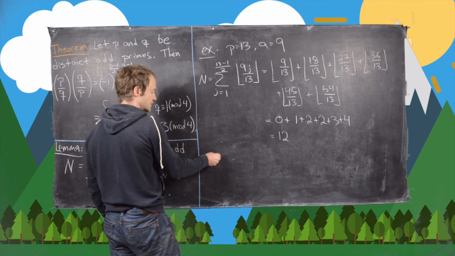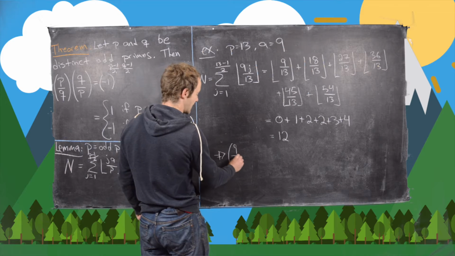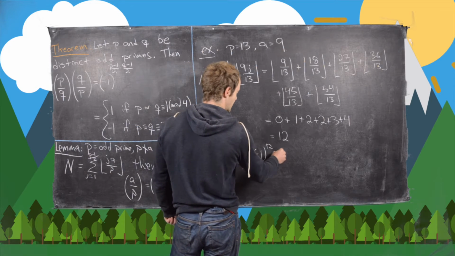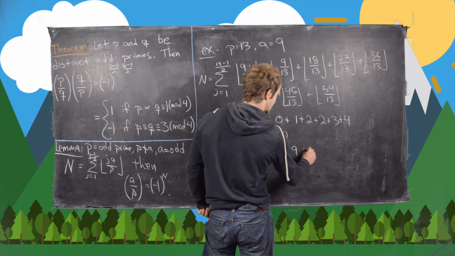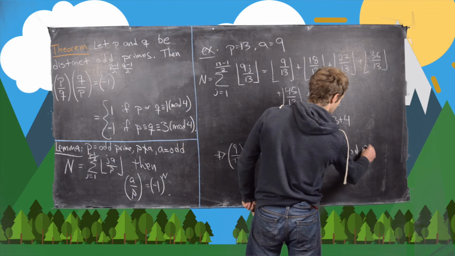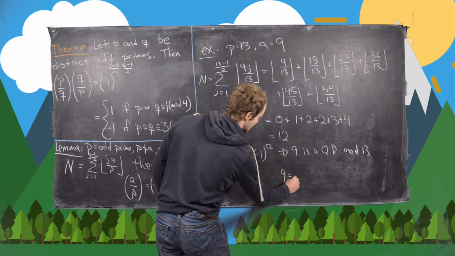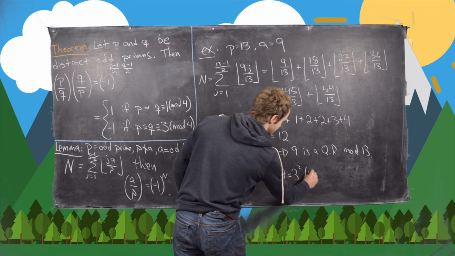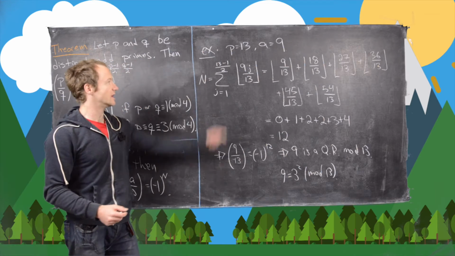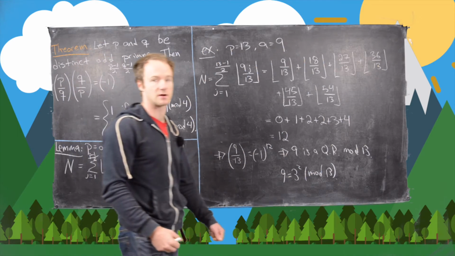And so that tells us that the Legendre symbol 9 by 13 is equal to -1 to the 12. In other words, 9 is a quadratic residue mod 13, but that's sort of obvious because 9 is equal to 3 squared mod 13. Okay, good. So now I'll clean up this board and then we'll look at the proof of this technical lemma.